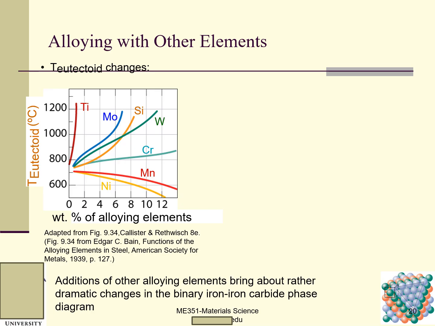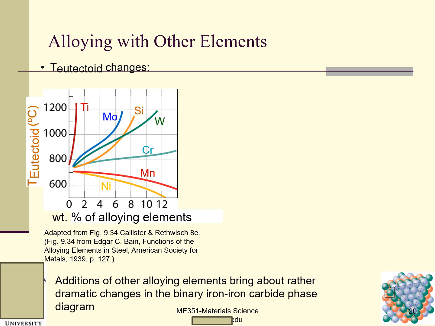Eutectoid changes. Okay, so this is the weight percentage of alloying elements. And this is the eutectoid temperature. We can see that by using different alloying elements, we can effectively change the eutectoid temperature. That means based on our needs, we can use different alloying elements in order to get the desired eutectoid temperature. So this one is very, very important.